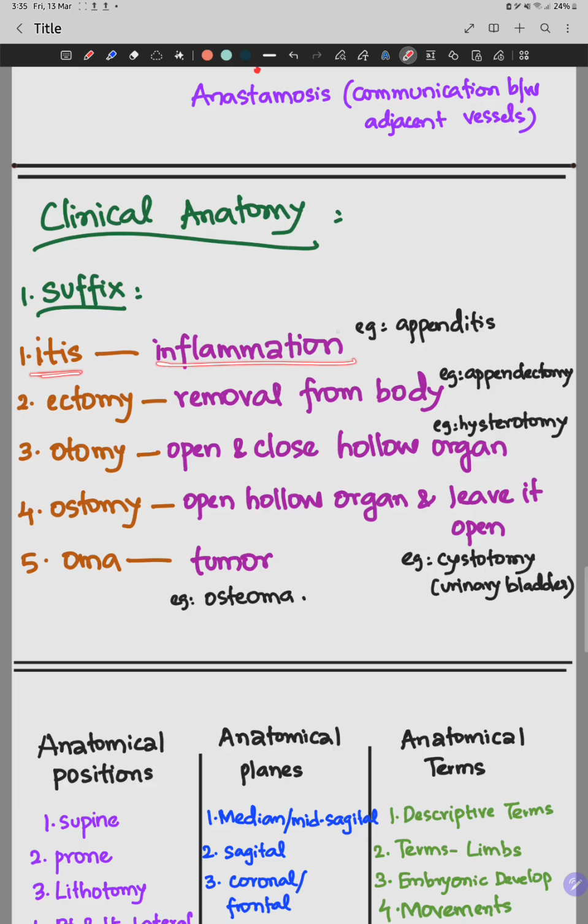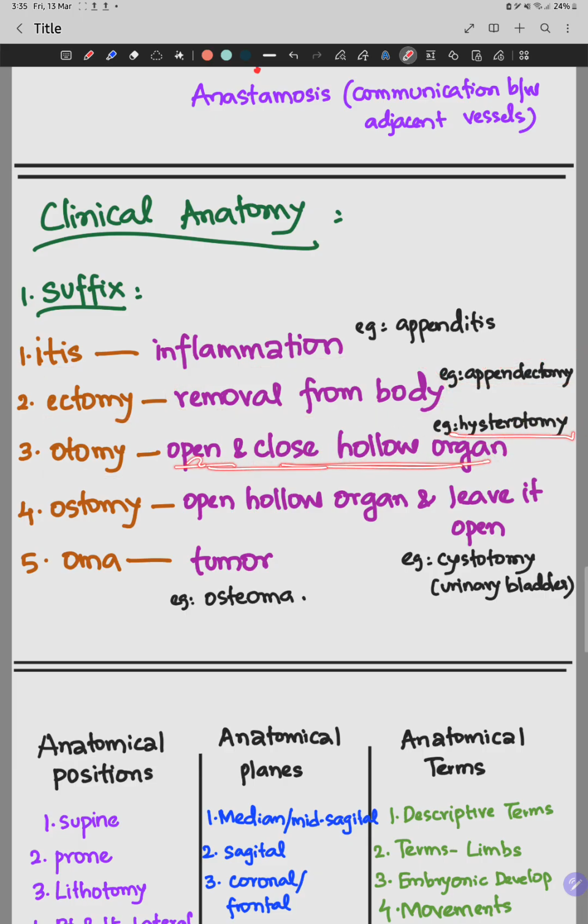Already we know itis means inflammation. Appendicitis means inflammation of the appendix. Ectomy means removal of a part from the body, that is appendectomy. Hysterectomy, we say removal of the uterus from the body is hysterectomy. Coming to otomy, it means opening and closing a hollow organ. The hollow organ will be opened and it will be closed.